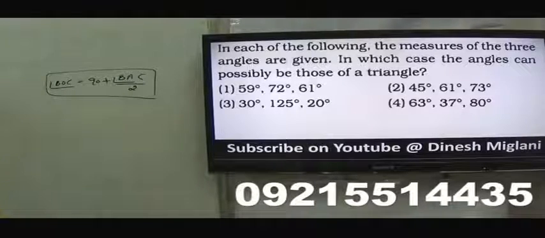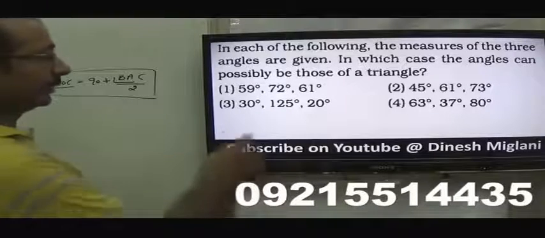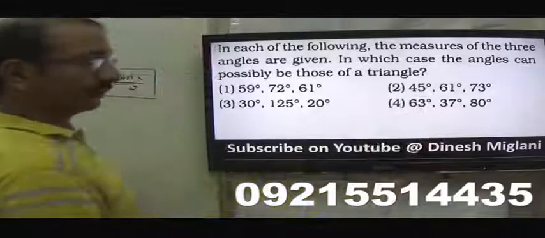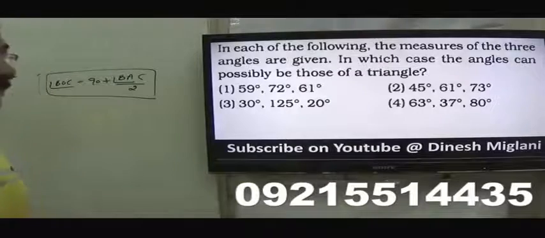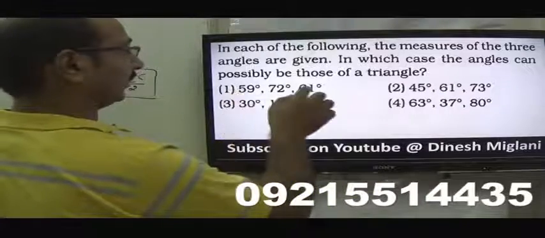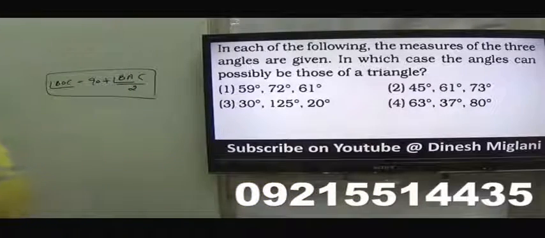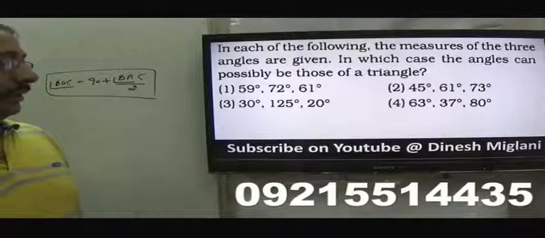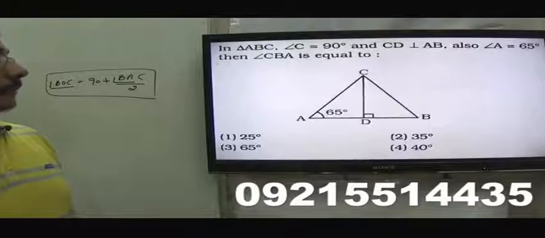In the following, the measures of three angles are given, in which case can they possibly be the angles of a triangle, right? We know that it is only possible when the sum must be 180. Here it is not 180, that's not my answer. When you look at it, 63 plus 37 is 100, 100 plus 80 is 180, that may be my answer. When I look at this, the sum is not 180, hence I can say fourth is my answer, because we are simply concerned with angles of a triangle, and the sum of the angles of a triangle is 180, so I can say fourth is my answer.